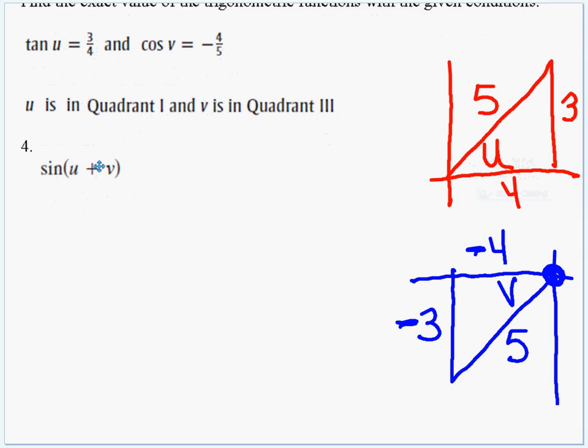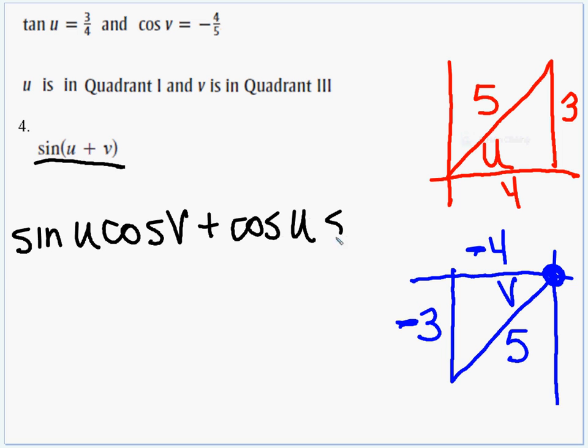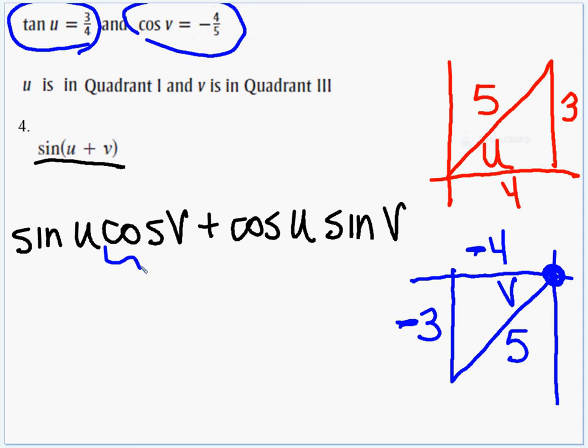All right, let me move this up here so I have a little more room. Now I'm going to just write out the expansion, sine of a sum: sine u cos v plus cos u sine v. Now the things they gave us are usually going to be part of this puzzle. We can't use tan of u anywhere because there's no tans down here. But we do have a cos of v. Cos of v is -4/5.